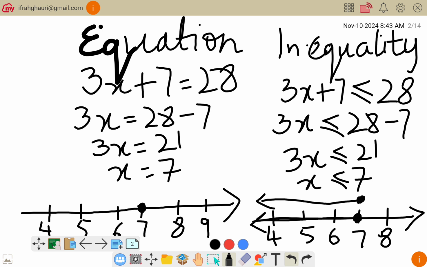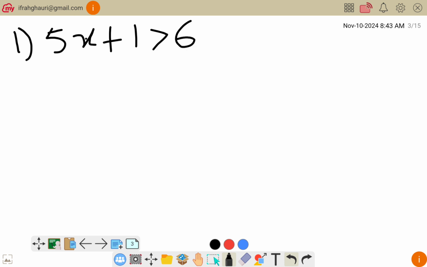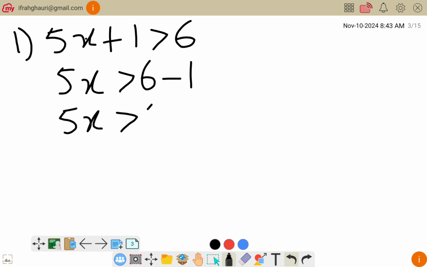Okay. So let's move on to some practice questions. Solve these inequalities and represent them on a number line. Now the first one is 5x plus 1 is greater than 6. Okay, 5x is greater than 6 minus 1. 5x is greater than 5. X is greater than 1.